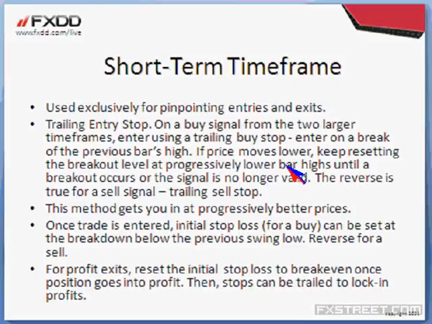So you're setting the breakout level at progressively lower bar highs until a breakout occurs, or the signal is no longer valid. What do I mean by the signal is no longer valid? On the long-term time frame, maybe the trend has crossed. There's no more trend there. If you wait too long, that may happen. Or on the intermediate time frame, let's say price action has gone all the way to the overbought area already. At that point, you're not going to take this trade.